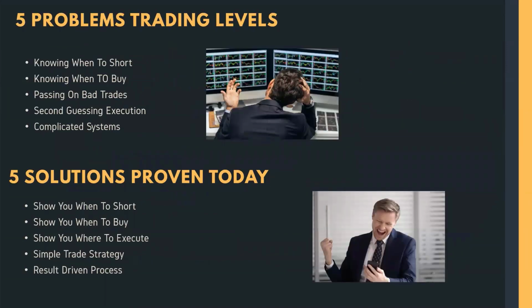Five problems and five solutions. When we talk about levels in the market, the biggest ones that I think are predominant problems with traders, okay, is knowing when to buy or sell. A lot of traders don't know that. It's a very simple thing to say, but it's not a simple thing to do sometimes. And then what ends up happening is traders will take bad trades. They won't pass on them. They're always second guessing, and they start complicating the way that they're approaching the market.